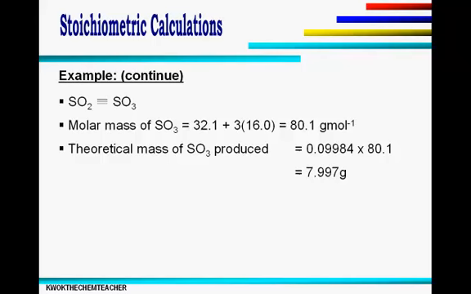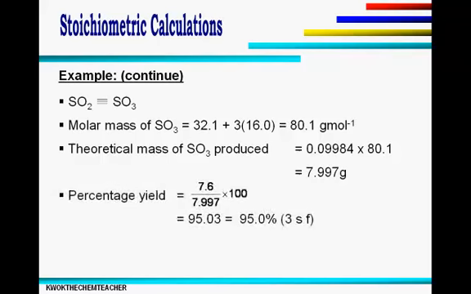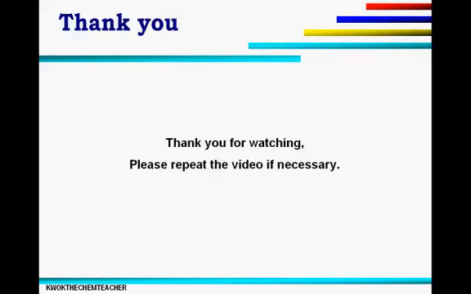Now do take note that 0.09984 is the theoretical moles of sulfur trioxide formed because the sulfur dioxide and sulfur trioxide are in the 1:1 mole ratio. Hence, the percentage yield of our sulfur trioxide will be 7.6 as given by the question, divided by your theoretical mass, that is 7.997, multiplied by 100, that will give me 95.0%.